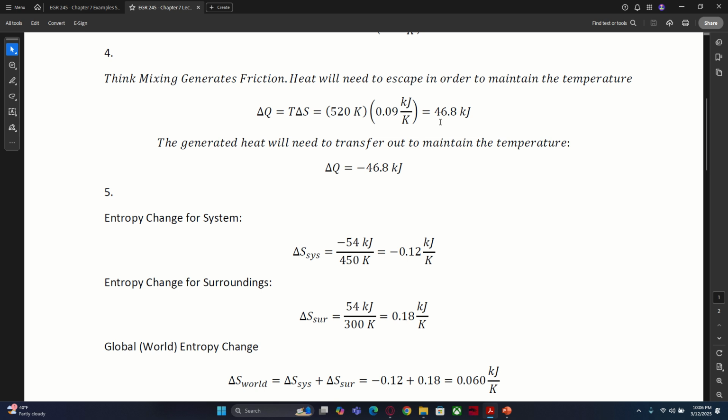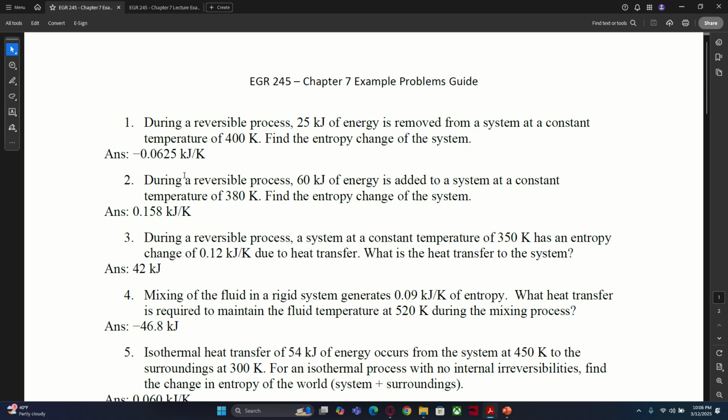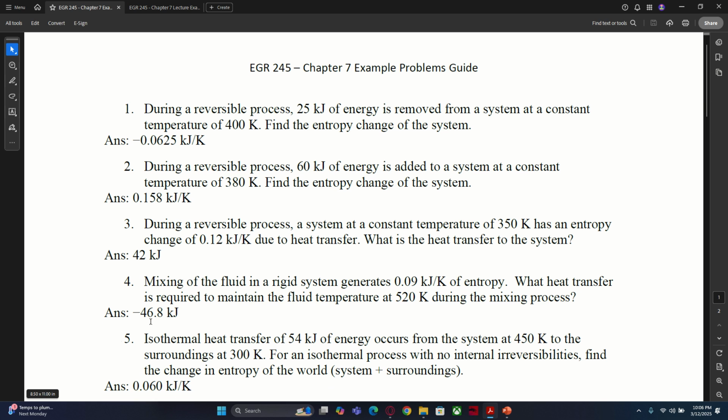Now, the positive direction of heat transfer is heat energy entering a system. Because this system is generating friction, which is going to be generating heat internally, that heat must transfer out of the system in order to stay at 520 Kelvin. So as the generated heat transfers out of the system to maintain temperature, our answer is going to be negative 46.8 kilojoules for our heat transfer. And again, that's why we have a negative sign.